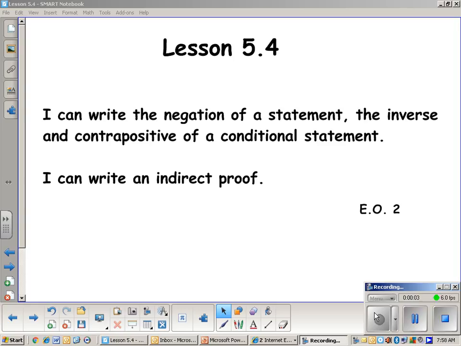We'll talk about writing negation statements, and then from that, we'll learn how to write the inverse and the contrapositive of a conditional. At the end, we'll learn the 3 steps of an indirect proof. Okay.